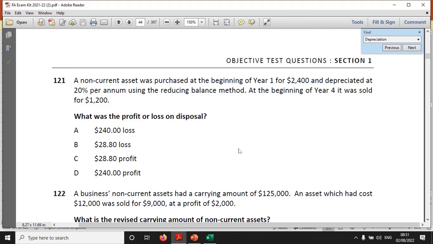So, for how long did you use it? Chizungu. Those of you who will be listening to us, Chizungu means English. So, it's 3 years. Do you agree? Yes. And it was sold for 1.2. What was the profit or loss on disposal?